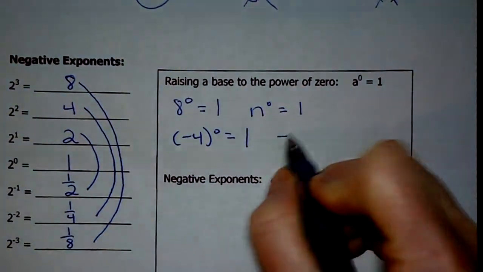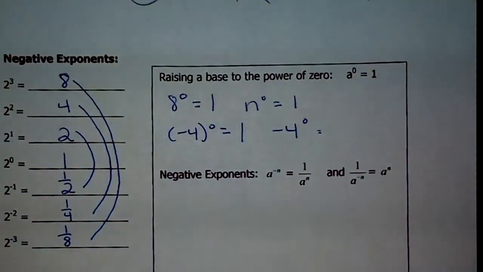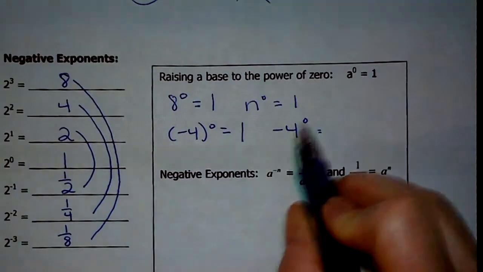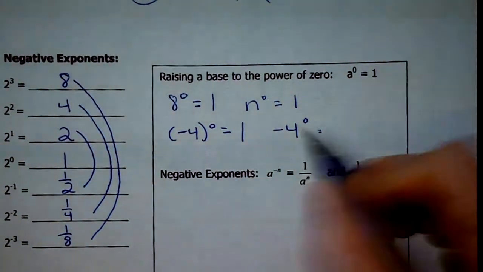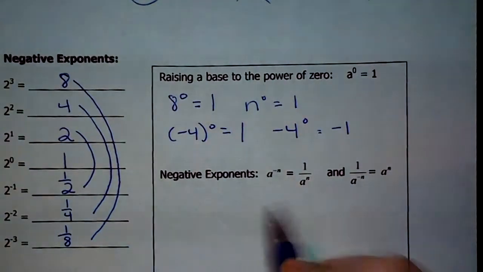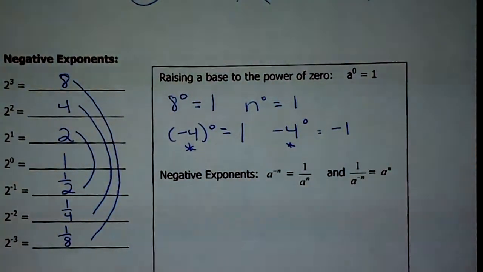And here's where it gets a little different. If I just say negative 4 to the 0 power, and I don't have parentheses around that, this means the opposite of 4 to the 0 power. I don't have parentheses keeping it together. So instead of being 1, this would be a negative 1. So again, we're seeing those parentheses are kind of a big deal.